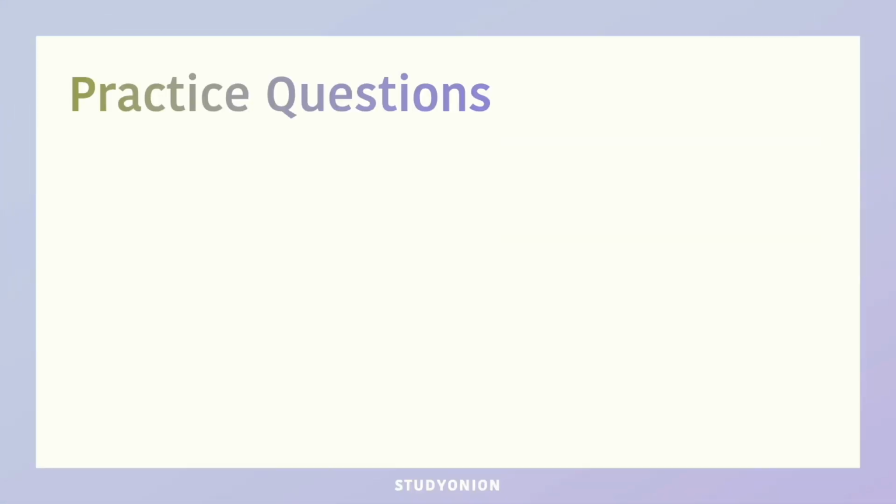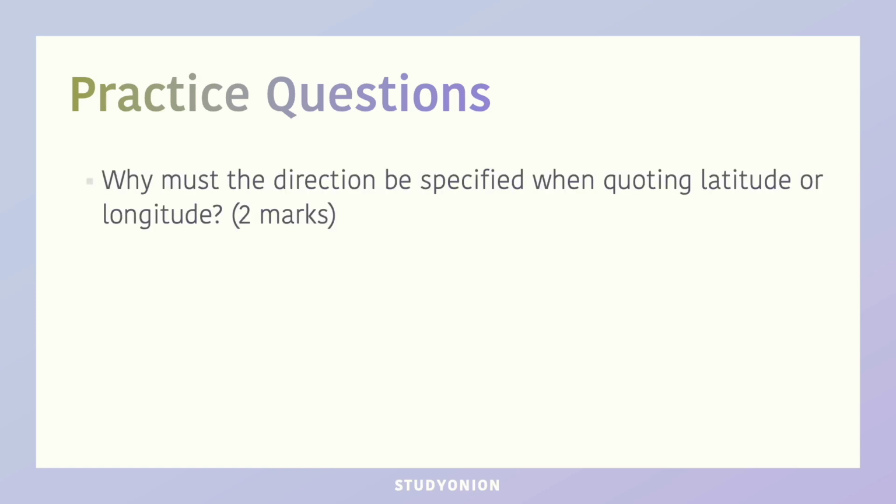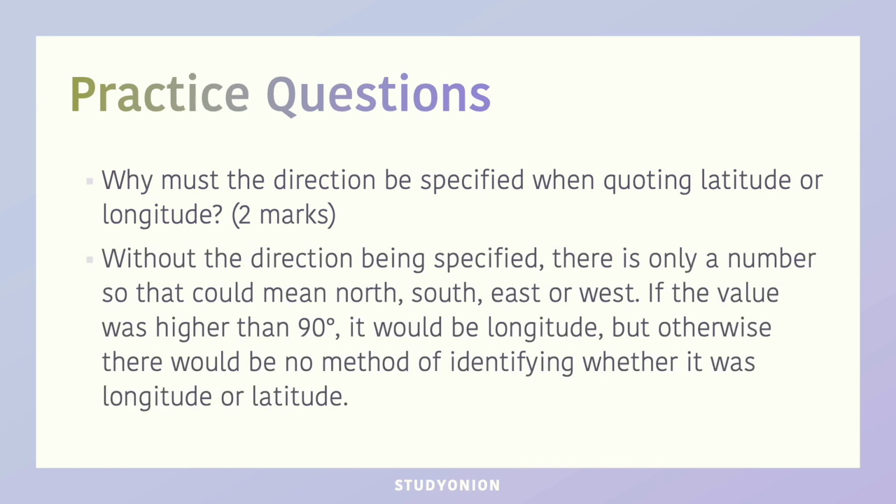Moving on, this question is more of a recall question. Why must the direction be specified when quoting latitude or longitude? Now, an example answer that I've written here is, without the direction being specified, there is only a number, so that could mean north, south, east, or west. If the value was higher than 90 degrees, it would have to be longitude, but otherwise there would be no method of identifying whether it was latitude or longitude.